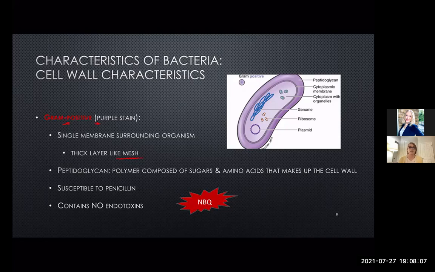Now, gram positive is susceptible to penicillin. So gram positive, purple, penicillin. That's the easiest way to remember these. Gram positive stain purple and they're susceptible to penicillin. They don't contain any endotoxins, and we're going to talk about endotoxins in just a minute, but you can pretty much figure that anything with the word toxin in it isn't going to be good for us. So, endotoxins are not coming from gram-positive bacteria.